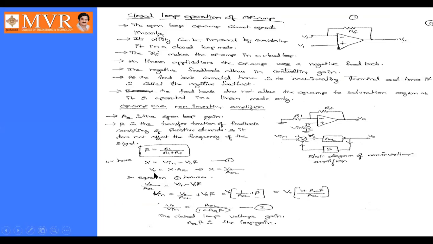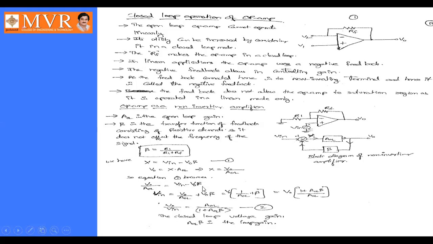And V naught is given by, from this equation, V naught is equal to X into AOL. From this block diagram, we can write V naught is equal to X into AOL. So X is given by V naught by AOL. Now, in equation 1, we are going to substitute this X value.